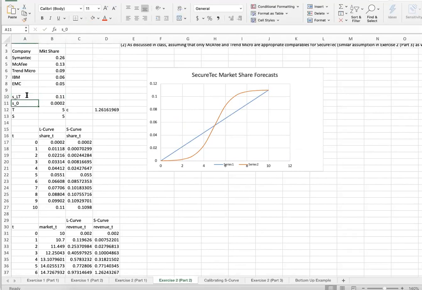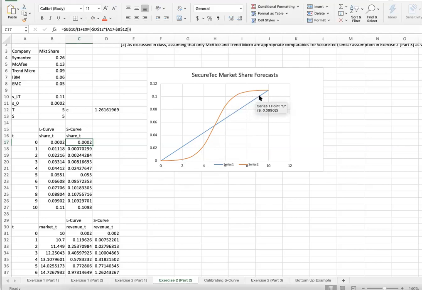In addition to that, as I said, long-term market share of 11% conditional on success. Our current market share was 2 million over 10 billion, so 0.0002. A 5-year length of venture period, and a 5-year length of rapid growth phase. So given those numbers, in this spreadsheet I have incorporated both the formula for an L curve and an S curve. This gives us L curve market share acquisition, and this is our market share acquisition using an S curve.